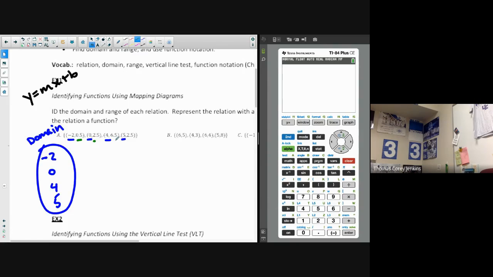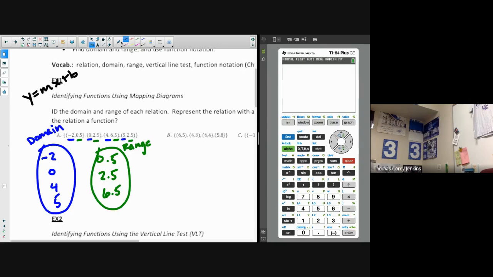0.5, 2.5, 6.5. And then there's another 2.5. So we do not write the repeats here. I'm only going to write 2.5 once. So I'm going to write out my range as 0.5, 2.5, and 6.5. Just remember, do not write the repeats there. So this represents my range.